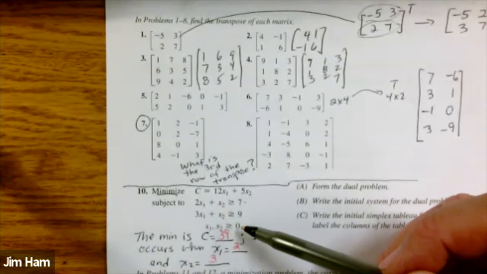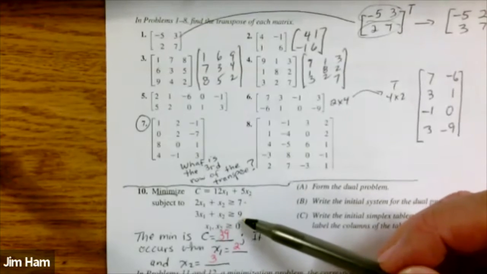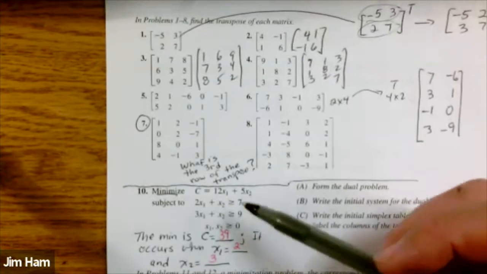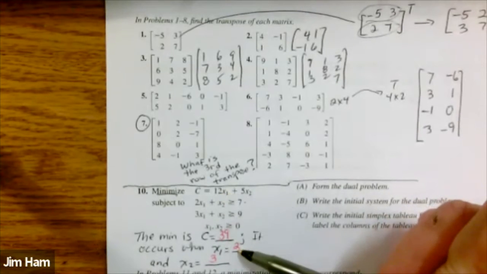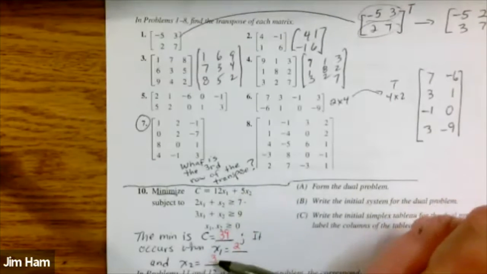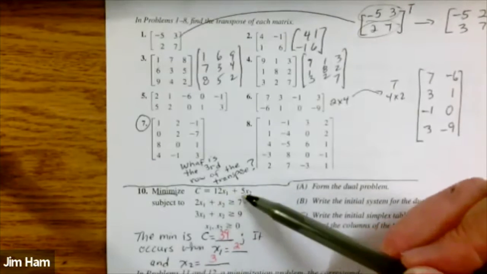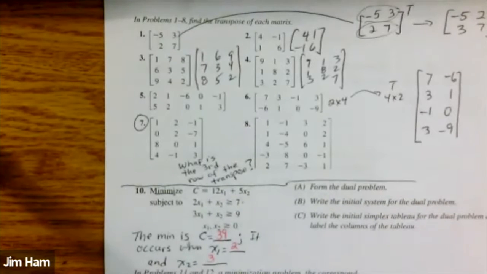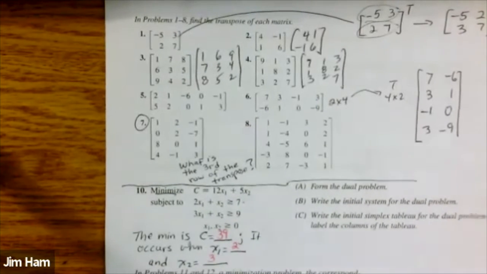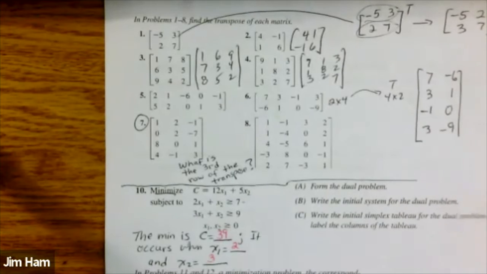satisfied. And you know you're really close if you get 7 and 9 right on the nose like we did here. And then to get that 39, just take the 12 times the x1, 2. 12 times 2 is 24. 5 times 3 is 15. 24 and 15 add up to the 39. So it doesn't hurt to just kind of check to make sure that you've got the right thing.